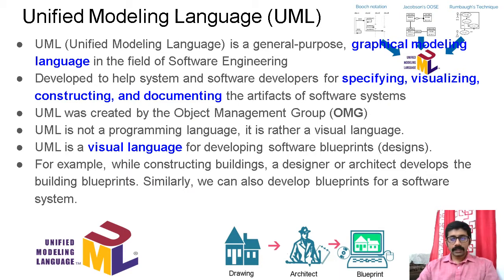For example, while constructing a building, designer or the architect develops the building blueprints. Similarly, while developing a software, before starting the actual development work, we need to prepare the designs. To prepare that designs, we need to visually represent the design. So UML is the visual language to specify the visual representation of the software design. It is not just for the design. For the entire artifacts, there are UML diagrams with which we can create the visual representation of the software artifacts. So UML is a graphical representation language.